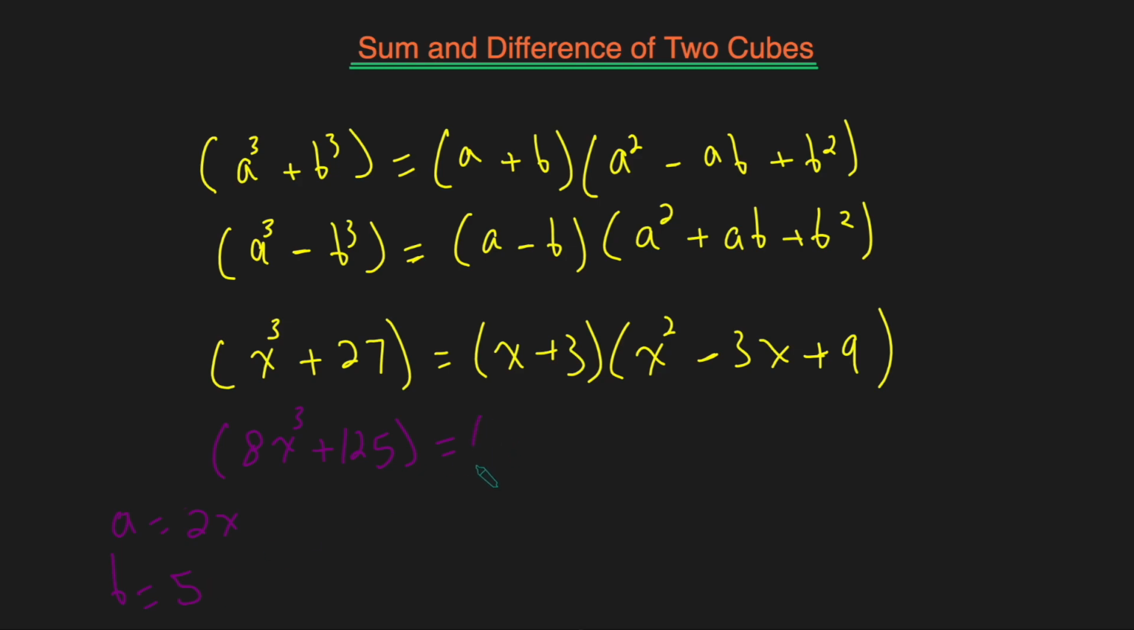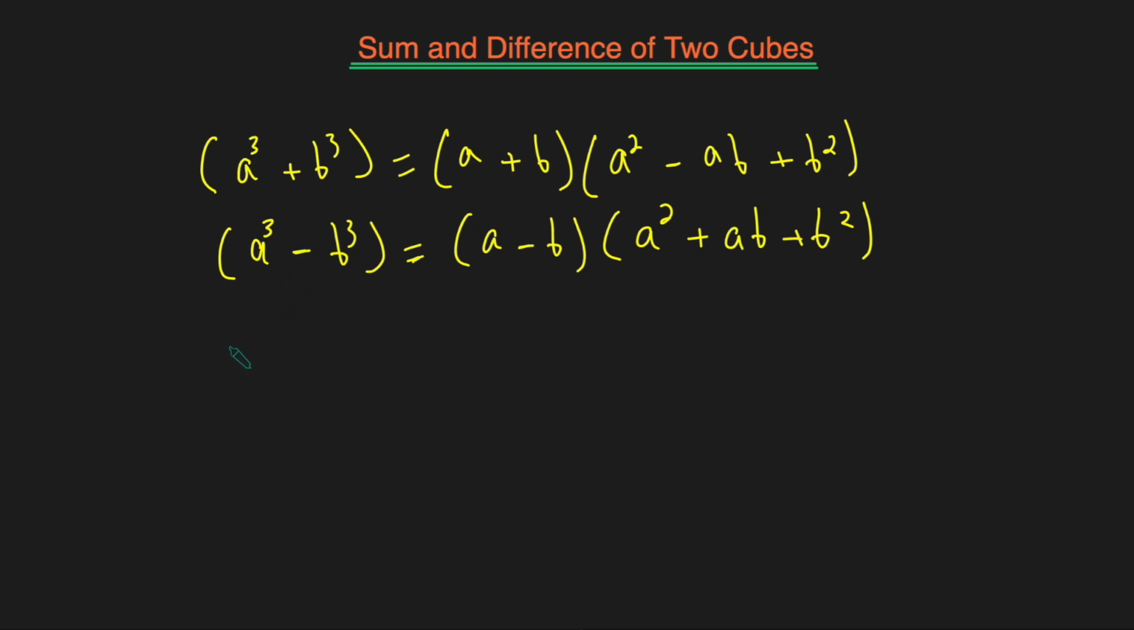This is going to give me 2x plus 5, x squared, my negative is here, 5x plus b squared is 25.